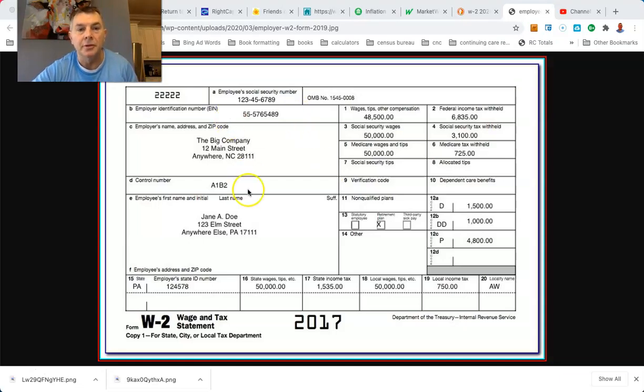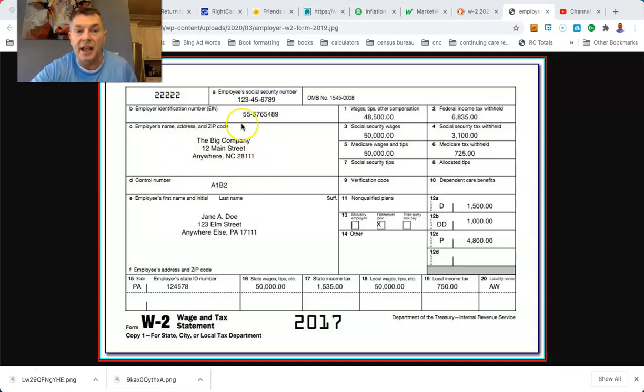All right. So in this case, we've got boxes A through F. Let's just start with that. Here's your social. That's got to be on there for sure. Here's the employer ID, their taxpayer ID, and that's going to be on there for sure. And don't forget, the IRS already has a copy of this, by the way.